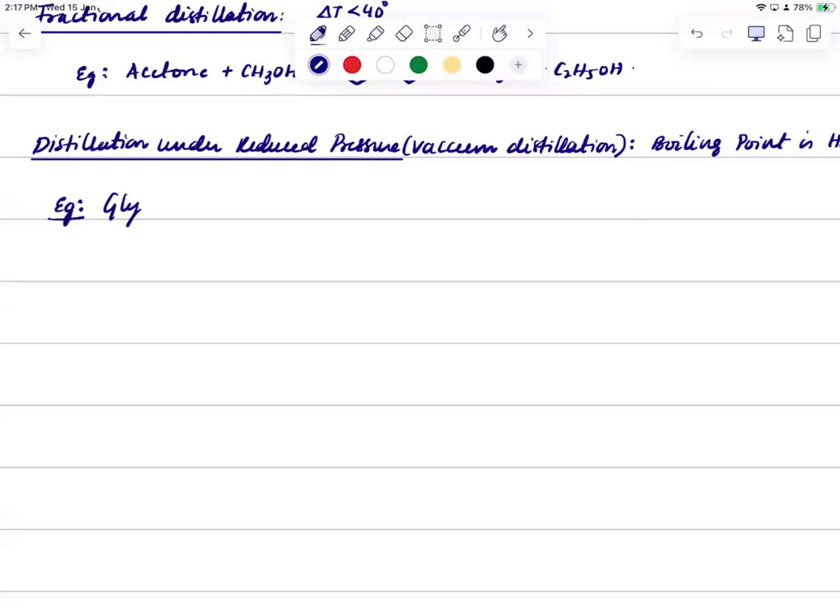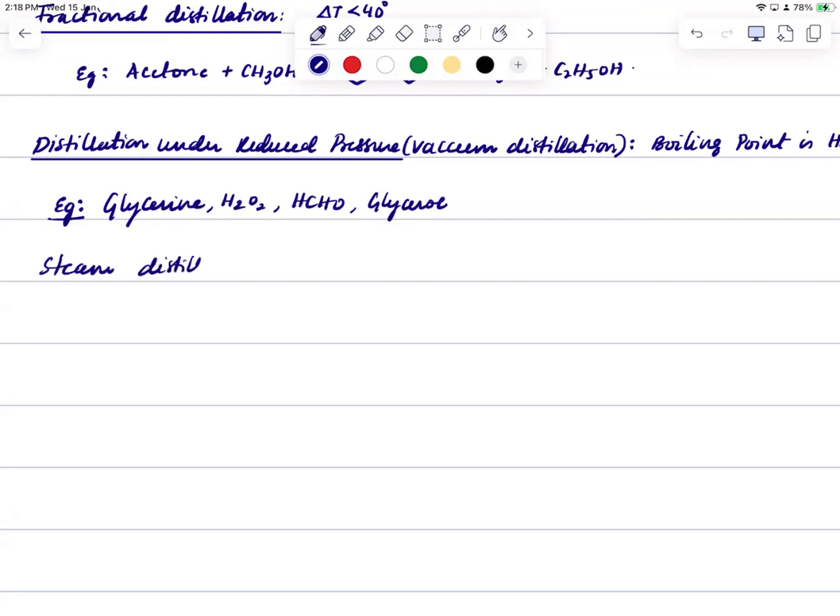Glycerol is the best example, or anything of a similar kind. Glycerol, peroxide, formaldehyde. These are the ones which can be utilized. Next, steam distillation.